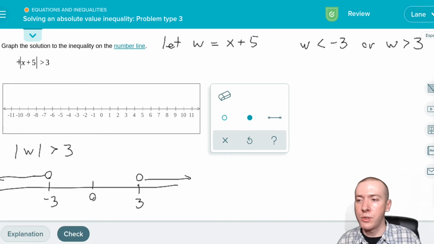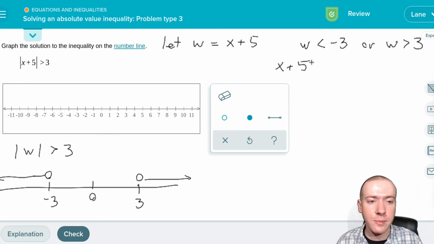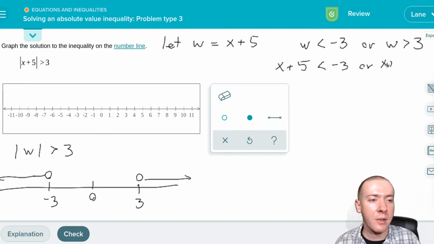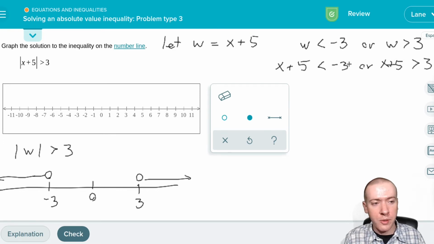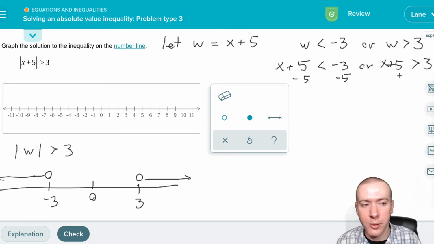Now, to relate this to our problem, since w equals x plus 5, we can replace these two w's with x plus 5. So x plus 5 is less than negative 3, or x plus 5 is greater than 3. And now we solve both of these for x. So we need to subtract 5 from both sides in both of these inequalities.